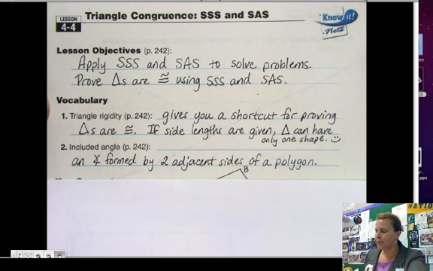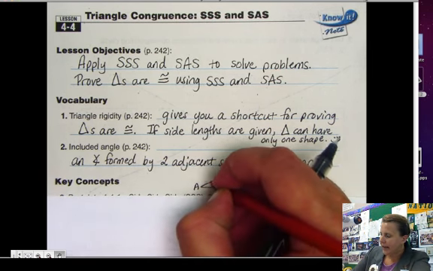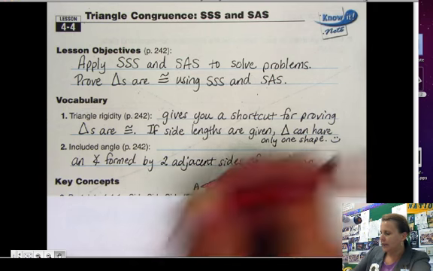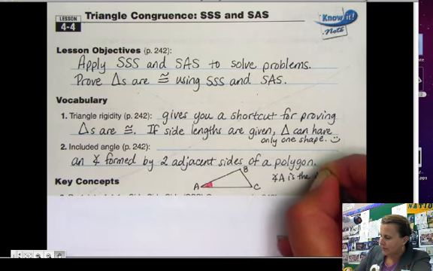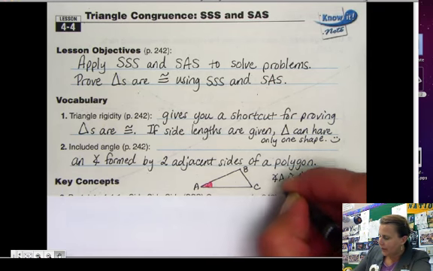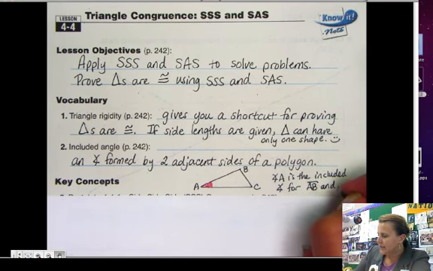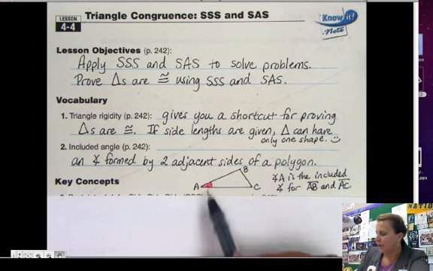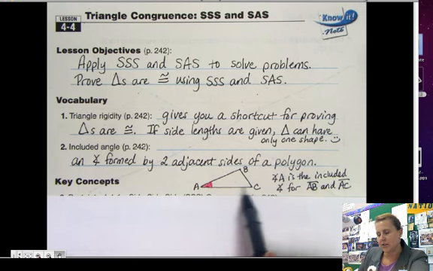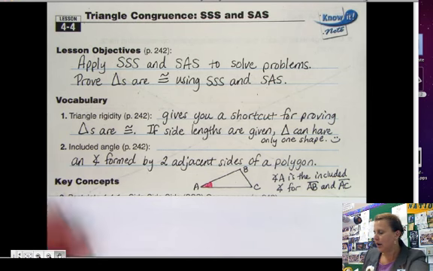An angle formed by two adjacent sides of a polygon is called an included angle. In my picture here, I could say that angle A is the included angle for sides AB and AC. So angle A is the included angle for the two sides that are adjacent to angle A. You're going to need that vocab when we do one of our shortcuts.